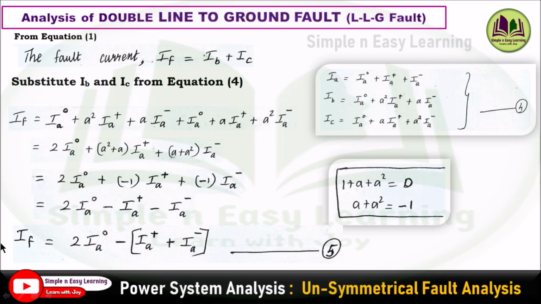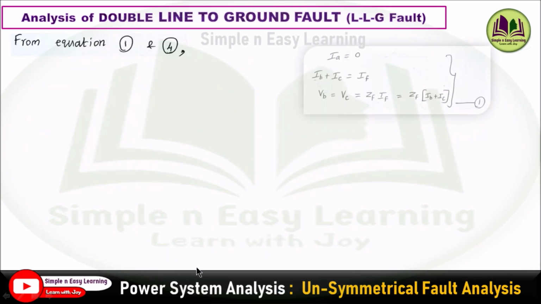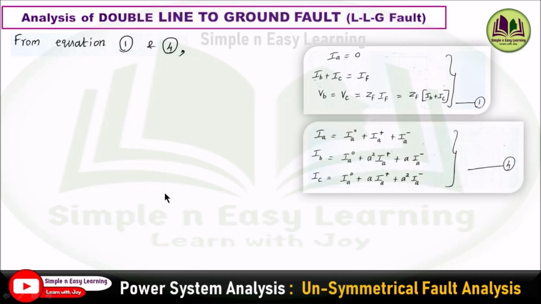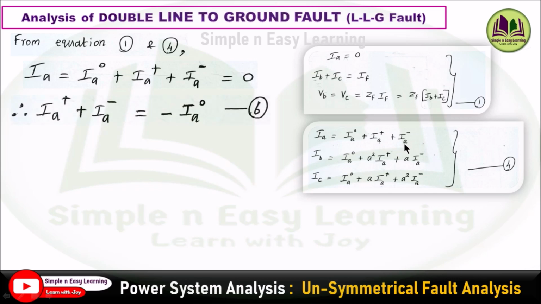So this is a fault current which has all the three sequence currents. Now from equation 1 and 4, we can write IA equal to 0, where IA equal to IA naught plus IA plus IA minus, and from this we can write IA plus IA minus will be equal to minus IA naught. So this is your equation 6.